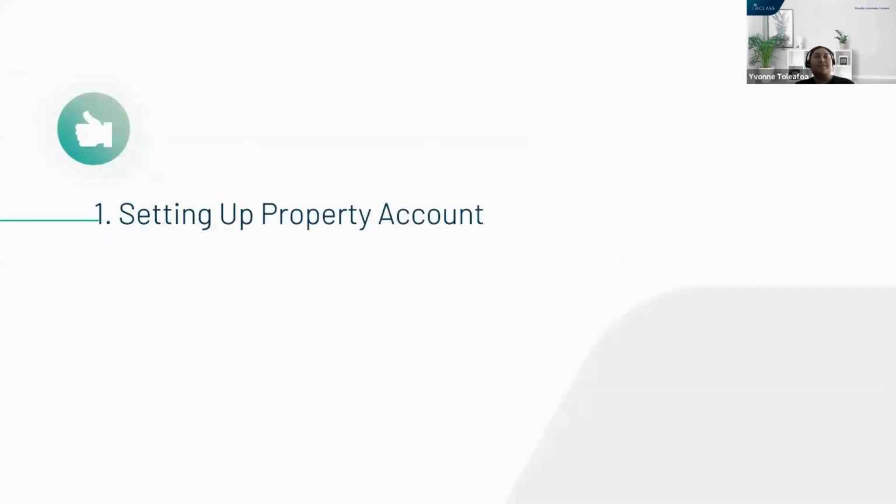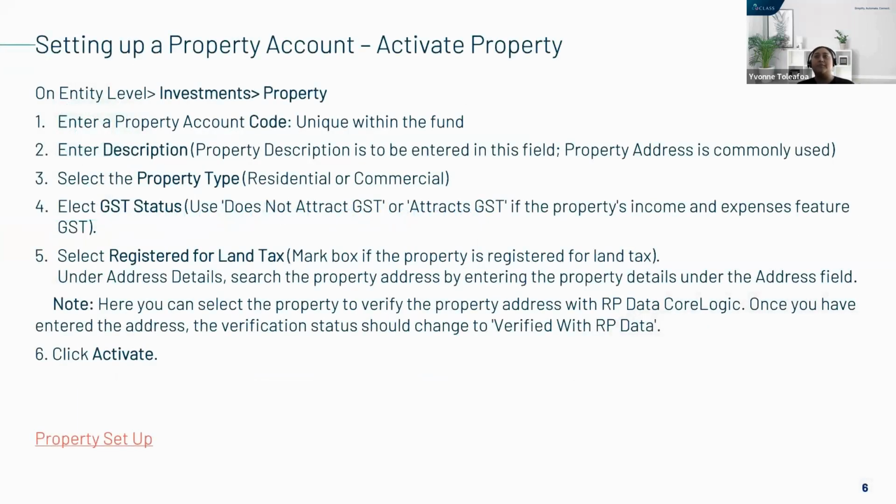So first up, we have setting up a property account. Before we begin processing the property, we first need to activate the property account. So we want to start on fund level. We want to go to investments and then select property, because that's the type of account that you'll be setting up. I'll show you now what that looks like in a fund.